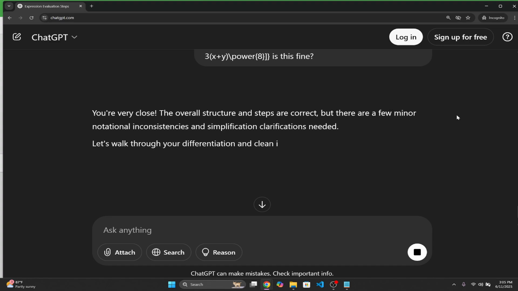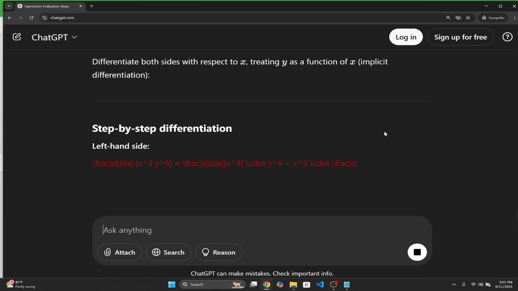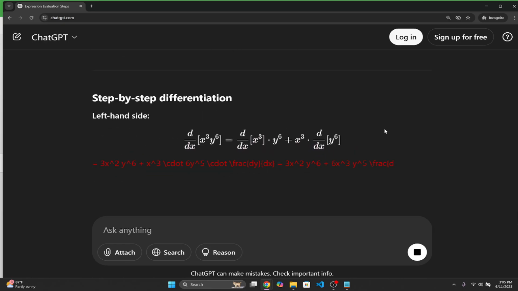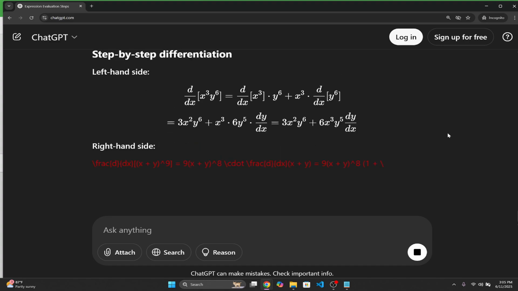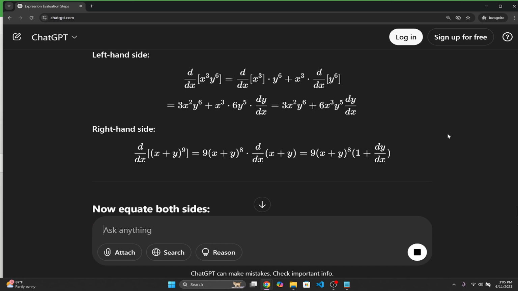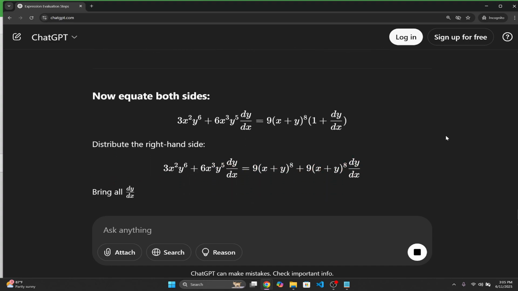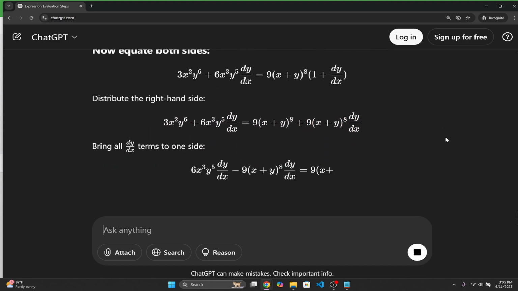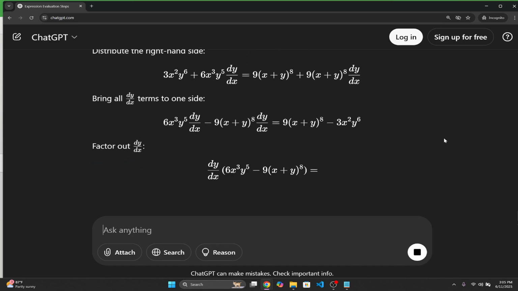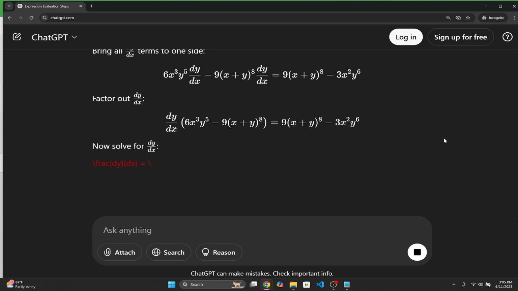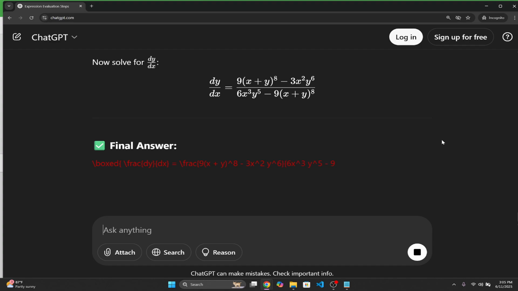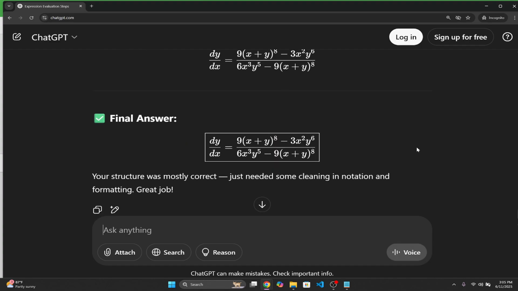You're very close. The overall structure is good, but there are a few minor clarifications. Step-by-step differentiation, right hand side, and it's going in a pretty good way. Factor out dy over dx, solve for dy over dx. So final answer is your structure was mostly right, with notation and formatting issues.